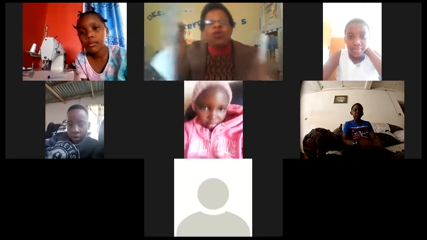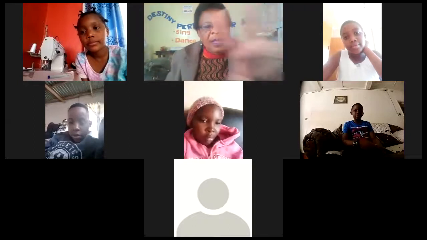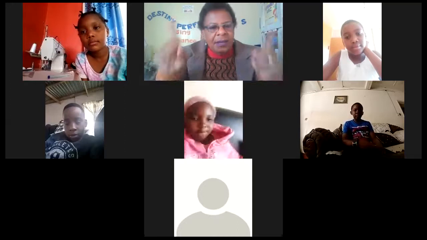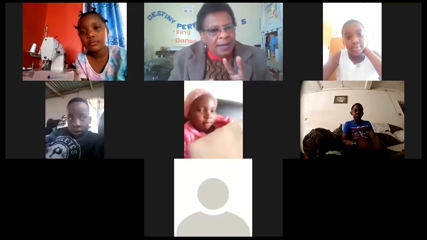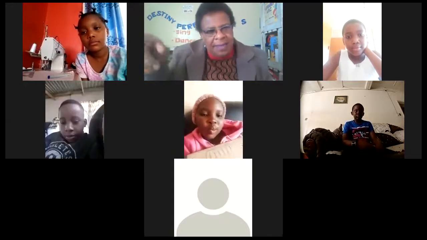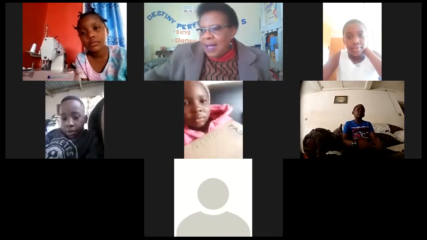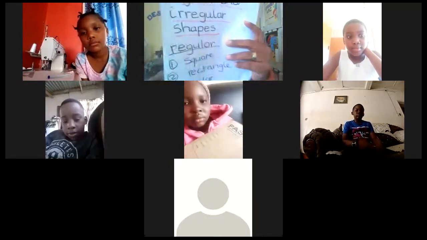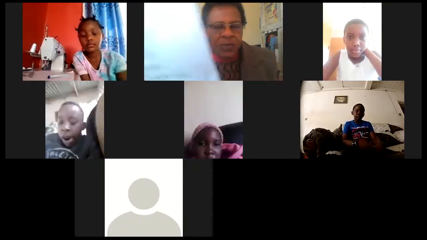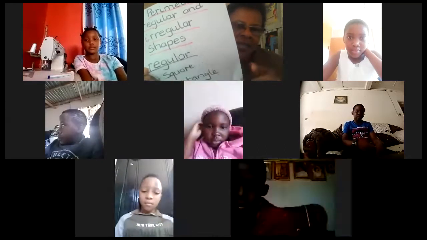All right. So that is how we find the perimeter of a square, with all the 4 sides equal. Rectangle, 2 opposite sides equal. We are adding the 2 sides, multiplying them by 2. All right. Today we are looking at regular and irregular shapes, finding perimeter of regular and irregular shapes.